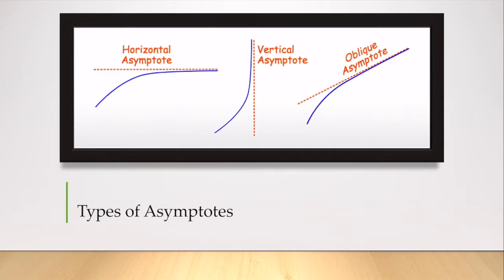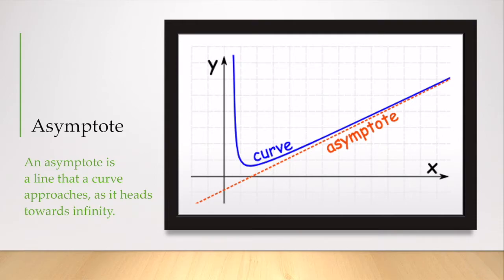The x values that would make our denominator 0 give us vertical asymptotes. There are also two other types of asymptotes we could have, horizontal asymptotes and oblique asymptotes. An asymptote is a line that our curve, our rational function, approaches but will never cross, and it keeps heading on and on towards infinity.